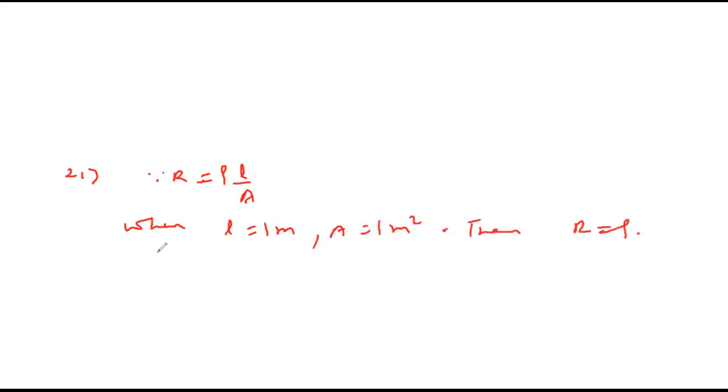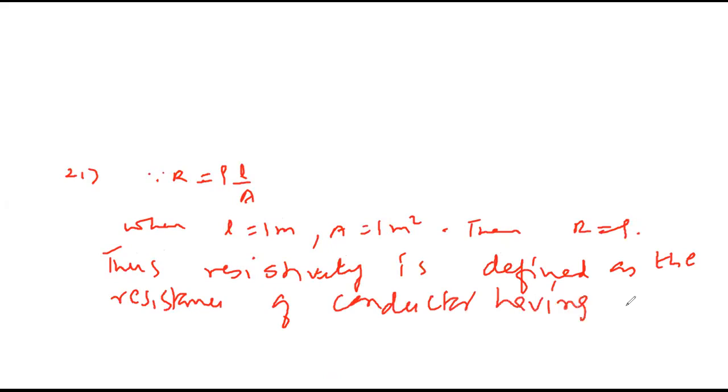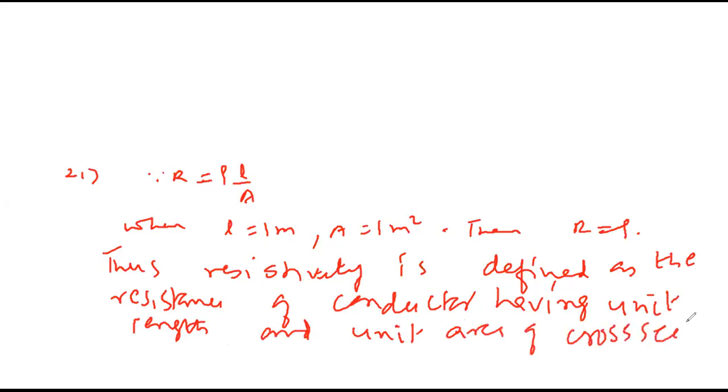Define resistivity of conductor. R is rho L by A. Now, when L equal to 1 meter and A equal to 1 meter square, then R equal to rho. Thus, resistivity is defined as the resistance of a conductor having unit length and unit area of cross section. Its SI unit is ohm meter. Right definition.